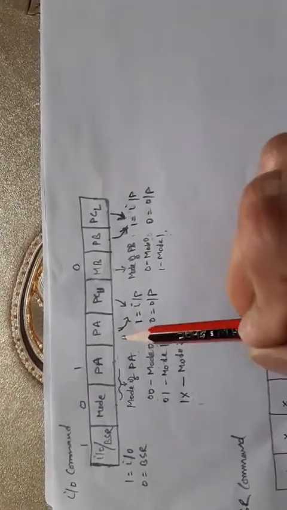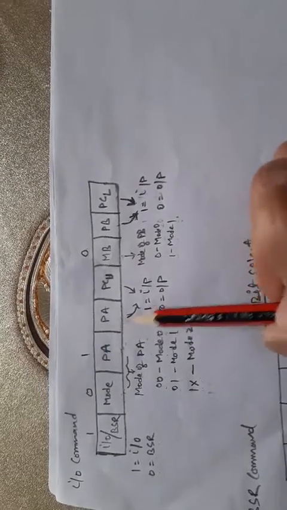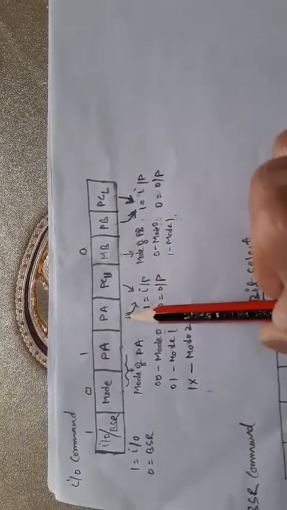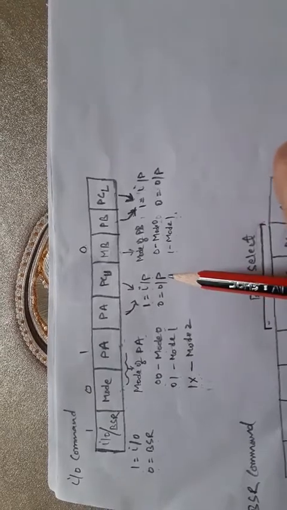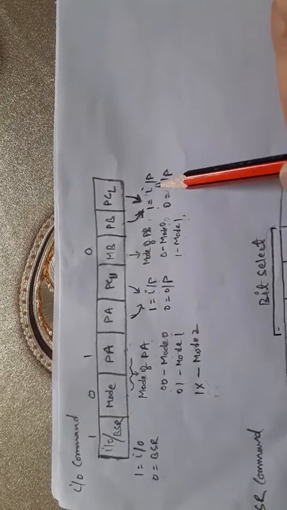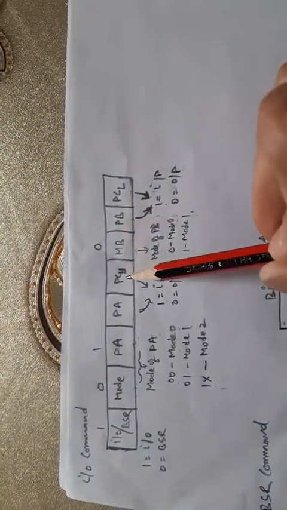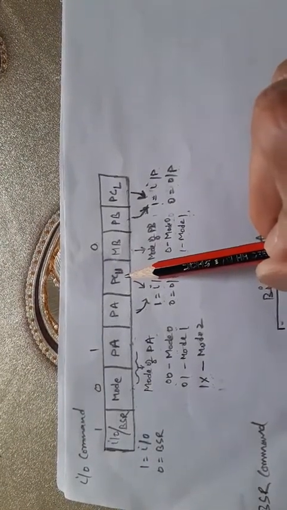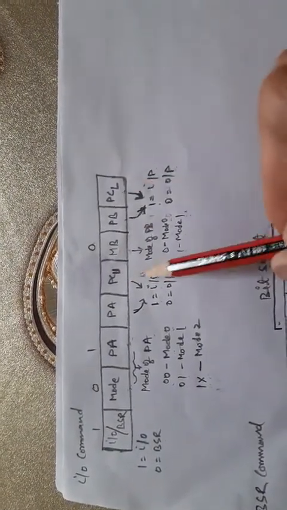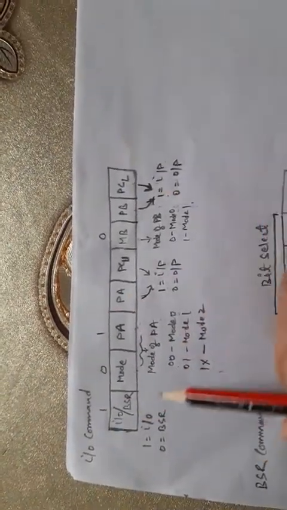That information is very necessary, whether the port is working as an input port or output port. For that, these bits decide: if this bit is 1, then port A is working as an input port, and if this bit is 0, then it is working as an output port. For port B, 1 if it is working as an input port, and 0 if it is working as an output port. I told you that port C was divided into two parts, port C upper and port C lower, so the same thing is applicable for port C. So port C is working as an output port or input port. This is the IO command. I hope you understand.